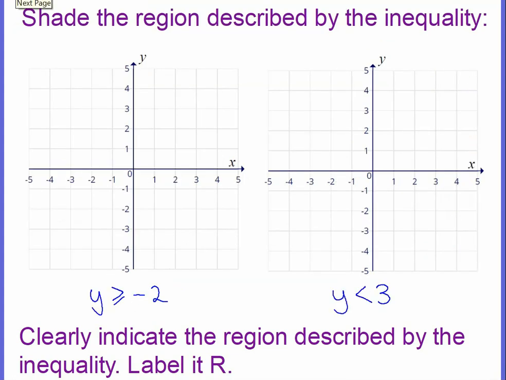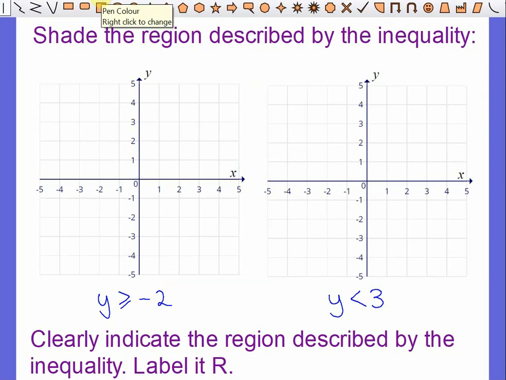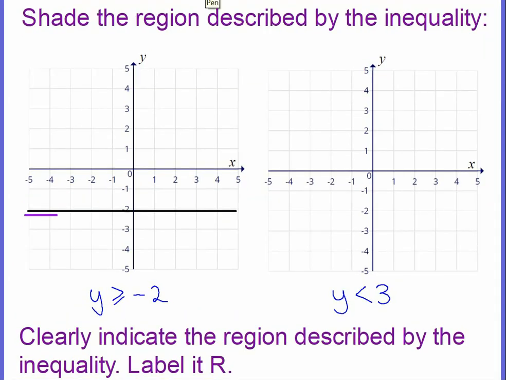This time we're going to go to the y's. Now, y is greater than or equal to minus 2. So this time we're going to draw the line y equals minus 2. Here's the line y equals minus 2, and we want all the y values that are greater than. So we're going to cross off all the y values lower than minus 2. So cross off all of these. The region we're interested in is here.